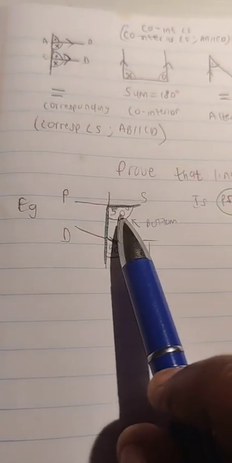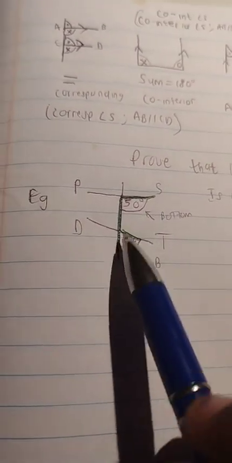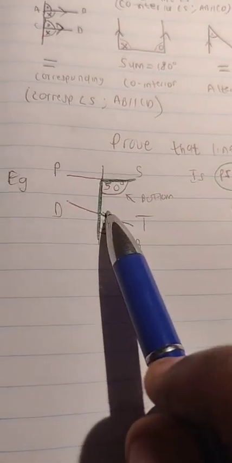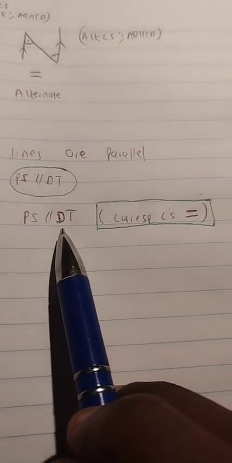To prove that PS is parallel to what? To DT. Okay, so I said ST, but it's PS is parallel to DT. PS is parallel to DT because 50 degrees and 50 degrees are in the position of corresponding. And these corresponding angles are what? They are both equal. Therefore, we can say PS is parallel to DT, because corresponding angles are what? Are equal.